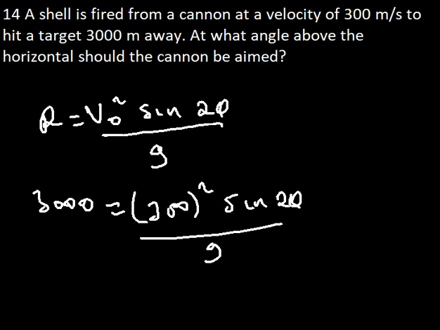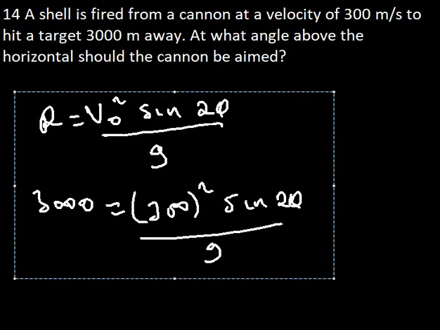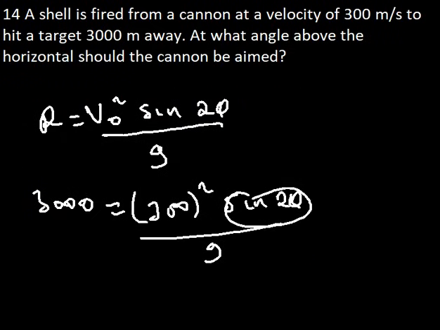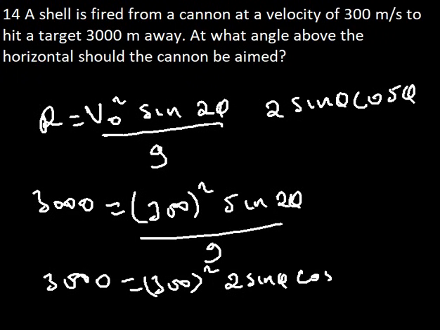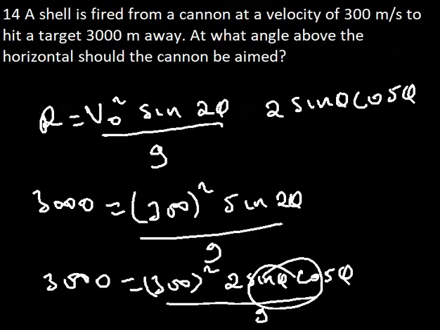But by the way, you just have to calculate the angle theta on your own. You should understand that sin 2 theta is the same as 2 sin theta cos theta. I'm away from my calculator, so we have 3,000 equal to 300 to the power 2, let's say half of that, times 2 sin theta cos theta divided by g. For that case, you just have to work it out with a calculator.